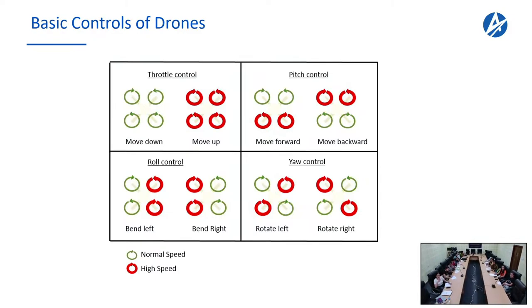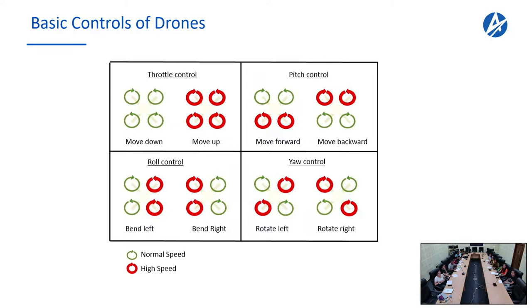If you are giving move up, you have to give throttle up, like full speed, then it will go up. Now the pitch control. What is pitch here? If this is front, this is back, it will pitch like this, front and back. For pitch, how will the motors spin? For a simple understanding, if I want to pitch forward, the back two motors need to spin at a faster rate and the front ones at a lower rate, right? Then only it can pitch forward.